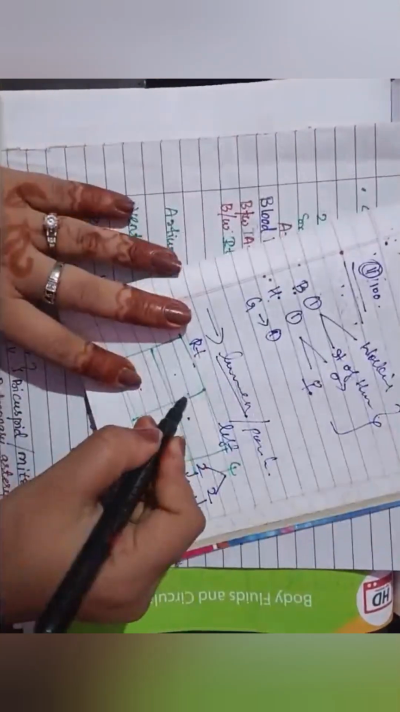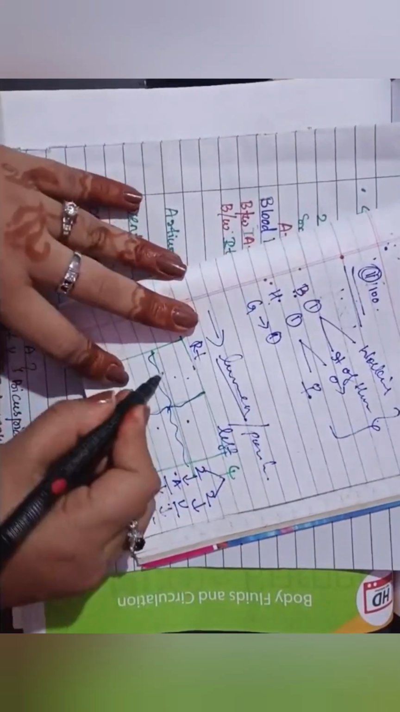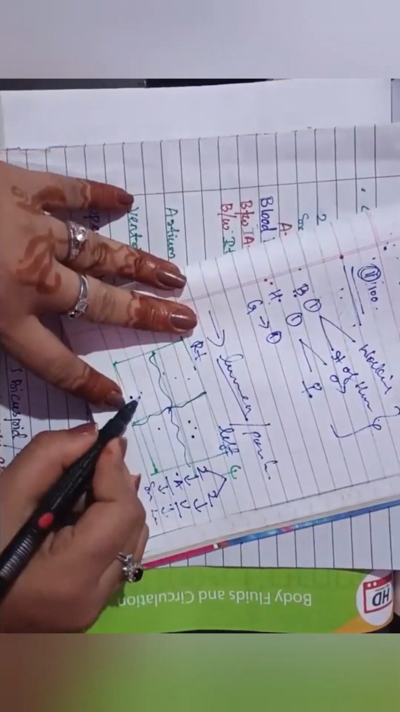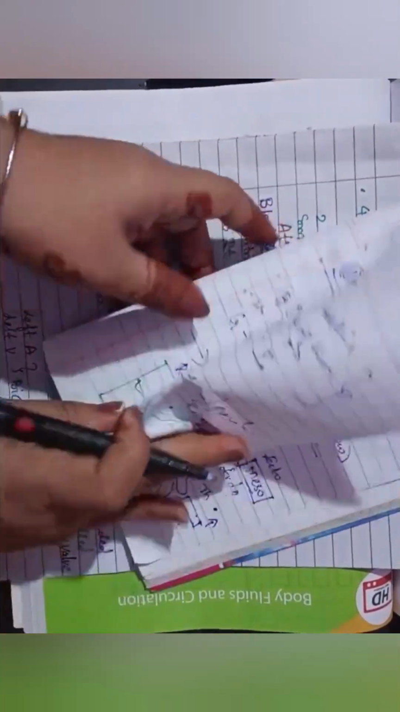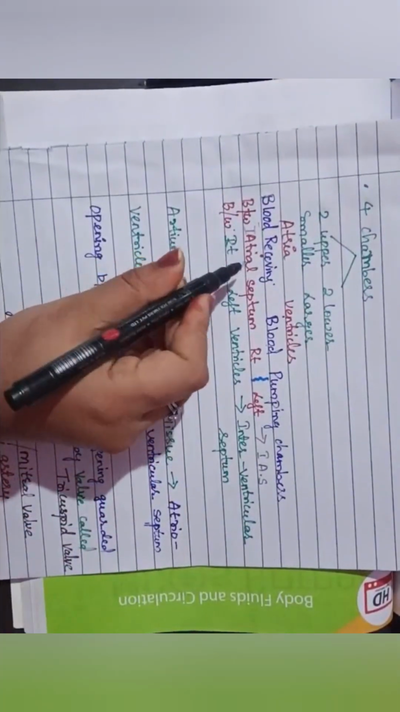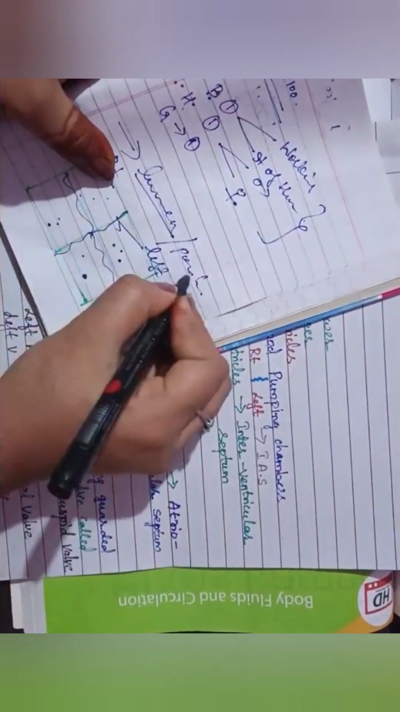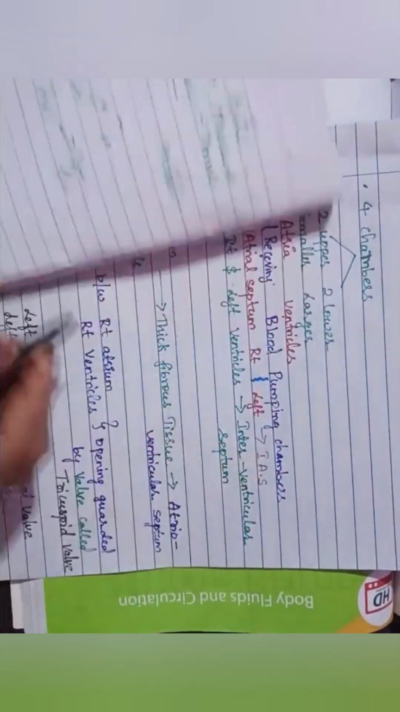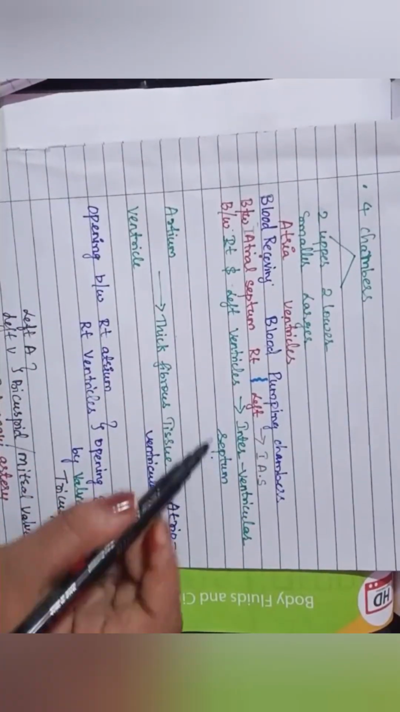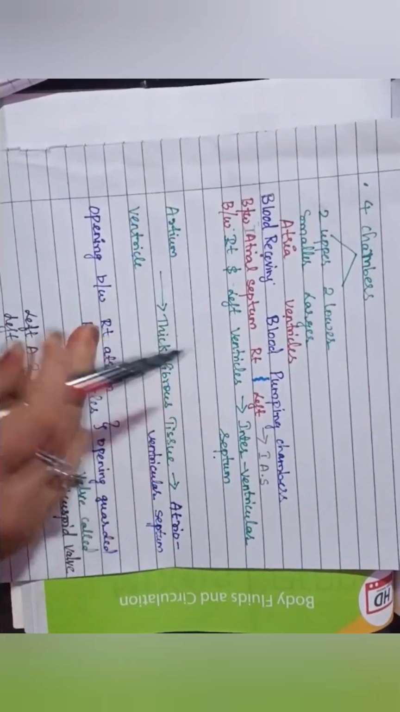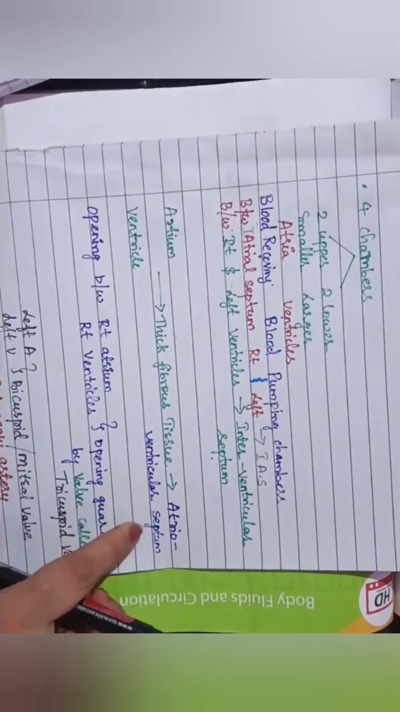Septums are nothing but they divide the atria, ventricles, and atria and ventricles. Between the atria we have one septum, between the ventricles we have one septum, and between the atria and ventricles also we have one septum. Between the right and left atria we have the interatrial septum, and between the left and right ventricles we have the interventricular septum, and between the atria and ventricle we have a thick fibrous tissue. That tissue we call the atrioventricular septum.